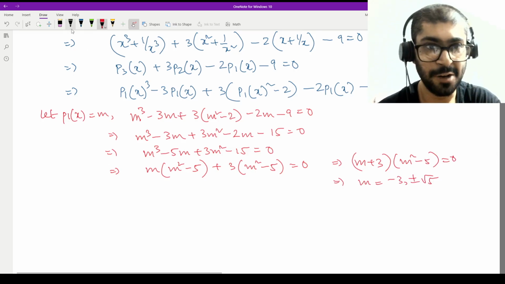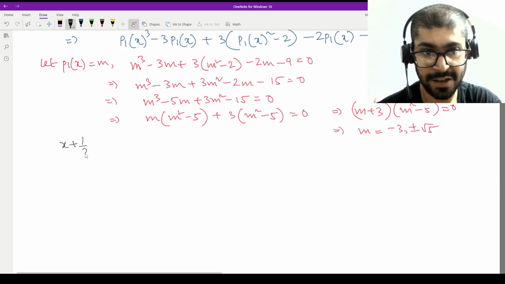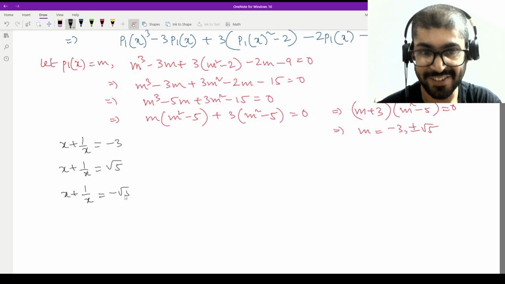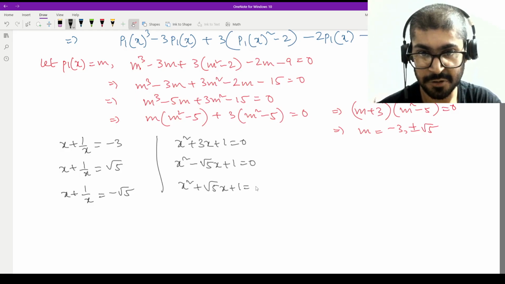Now this is just 3 quadratic equations that you have to solve, right? M is p1x, so I have x plus 1 by x equal to minus 3, x plus 1 by x equal to root 5, and x plus 1 by x equal to minus root 5. Right, these are the 3 equations that I have to solve. Now this becomes x square plus 3x plus 1 equals 0. This becomes x square minus root 5x plus 1 equal to 0. This becomes x square plus root 5x plus 1 equals 0.